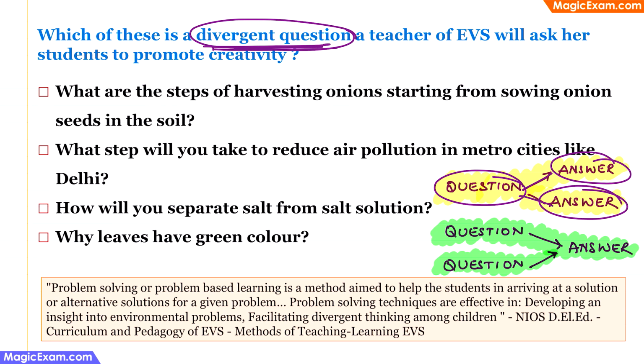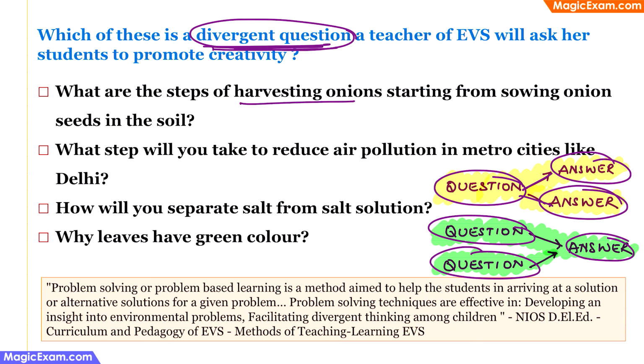Whereas if multiple questions are leading to the same answer or a limited set of answers, those are convergent questions, because they are all leading towards the same answer or the same set of answers. Now when we look at the answer choices, the first one says, what are the steps of harvesting onions starting from sowing onion seeds in the soil?